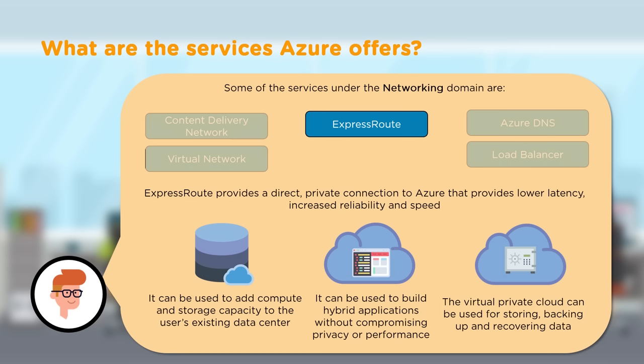Now, these ExpressRoutes can be used for taking backups. Assume a backup going through the internet, that would be a nightmare. If you use ExpressRoute for backups, that's going to be fast. And imagine recovering data from the cloud, through the internet, to the on-premises in a time of disaster. That would be the worst nightmare. So these ExpressRoutes can be used not only to back up, but also to recover the data. Because it provides good speed and low latency, recovering the data is going to be a lot sooner.